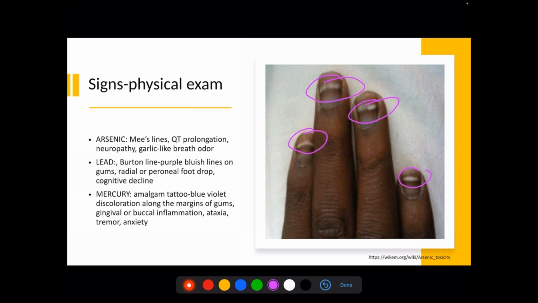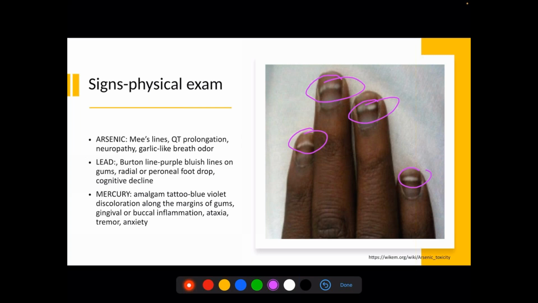In the gums in lead poisoning, you will get a purple bluish line. It's called a Burton line. It's different than an amalgam tattoo. A Burton line is a longer, bluish line on the gum. Yes, you can get cognitive decline and a fourth nerve palsy, and get a peroneal foot drop. But the bluish line in the mouth, you should see if you do a full exam.